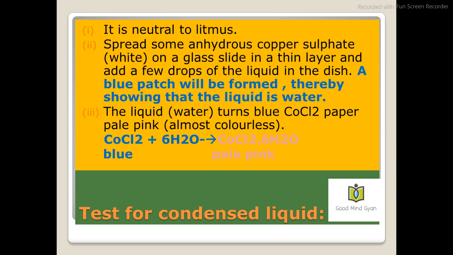Third is the liquid, that is water, turns blue CoCl2 paper pale pink, that is almost colorless. So CoCl2 paper, which is blue in color, when it mixes with this condensed water or condensed liquid, it will turn CoCl2·6H2O into pink color, that is a pale pink color.